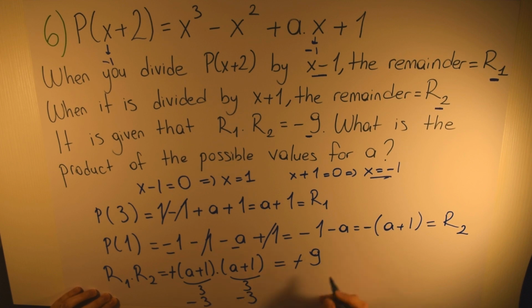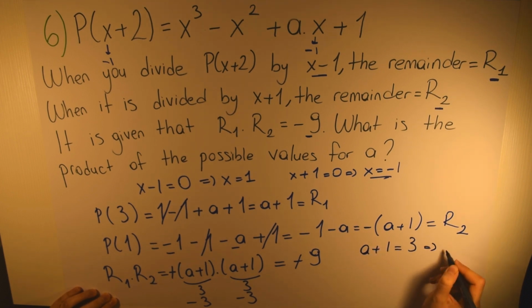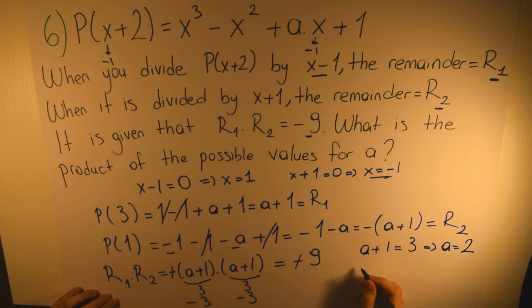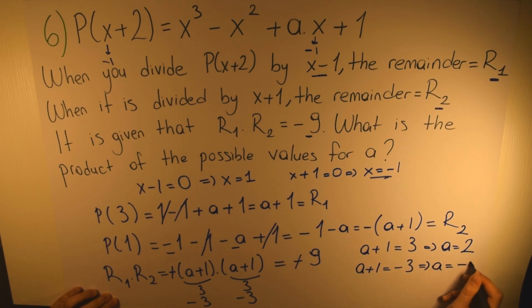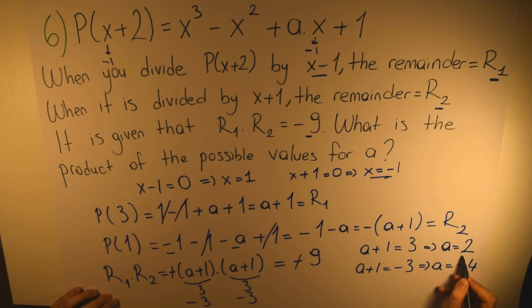which means this can be 3 times 3 or minus 3 times minus 3, right? So when a plus 1 is equal to 3, from here I will get a is equal to 2, yes. If it is equal to minus 3, when I put this here, I will get a as minus 4. So what was the question? What is the product of the possible values for a? Possible values for a are 2 and minus 4, which means 2 times minus 4 is equal to minus 8.